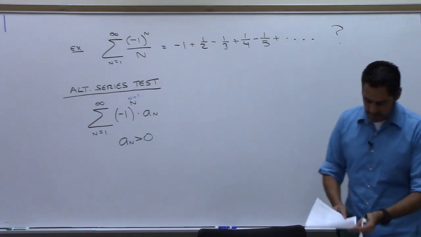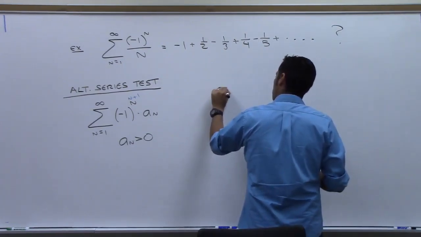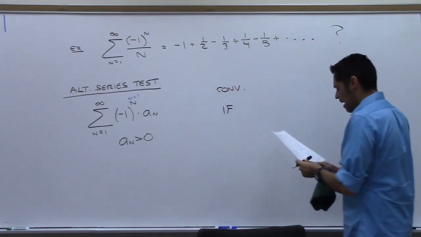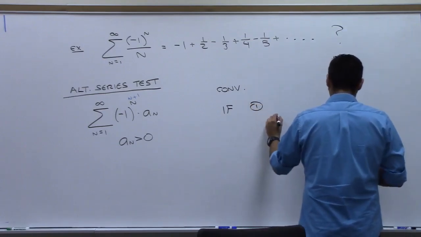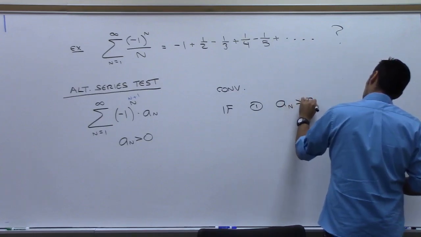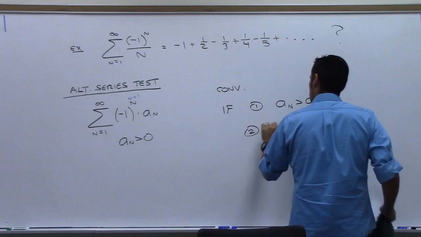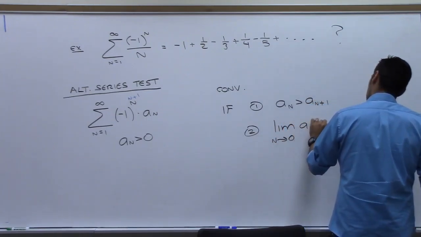The test says, what? It converges if, what's the if? What do we have to have happen? If it equals 0? Number 1, I'm going to write it a little differently: a sub n is greater than a sub n plus 1. And number 2, the limit as n goes to infinity of a sub n equals 0.